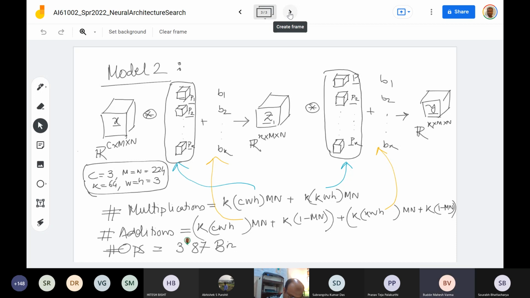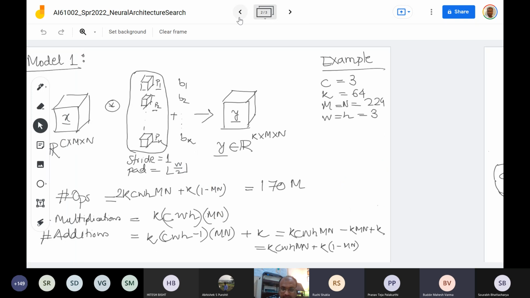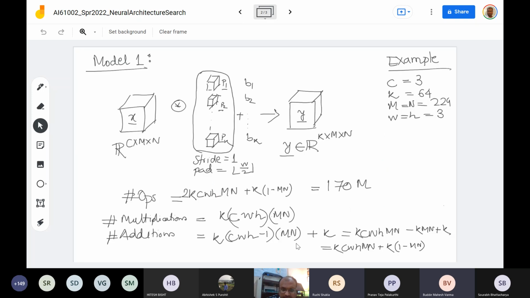These k number of additions are just for one cell of the m cross n of that cube which we are getting as output. In the last slide, when we calculated the number of additions, we did k into CWH minus 1 into mn for addition, plus kmn. So if we do that, then I think this erases out, and it essentially becomes KCWHMN, right? Yes, I think this was what I was. Yeah, thank you.